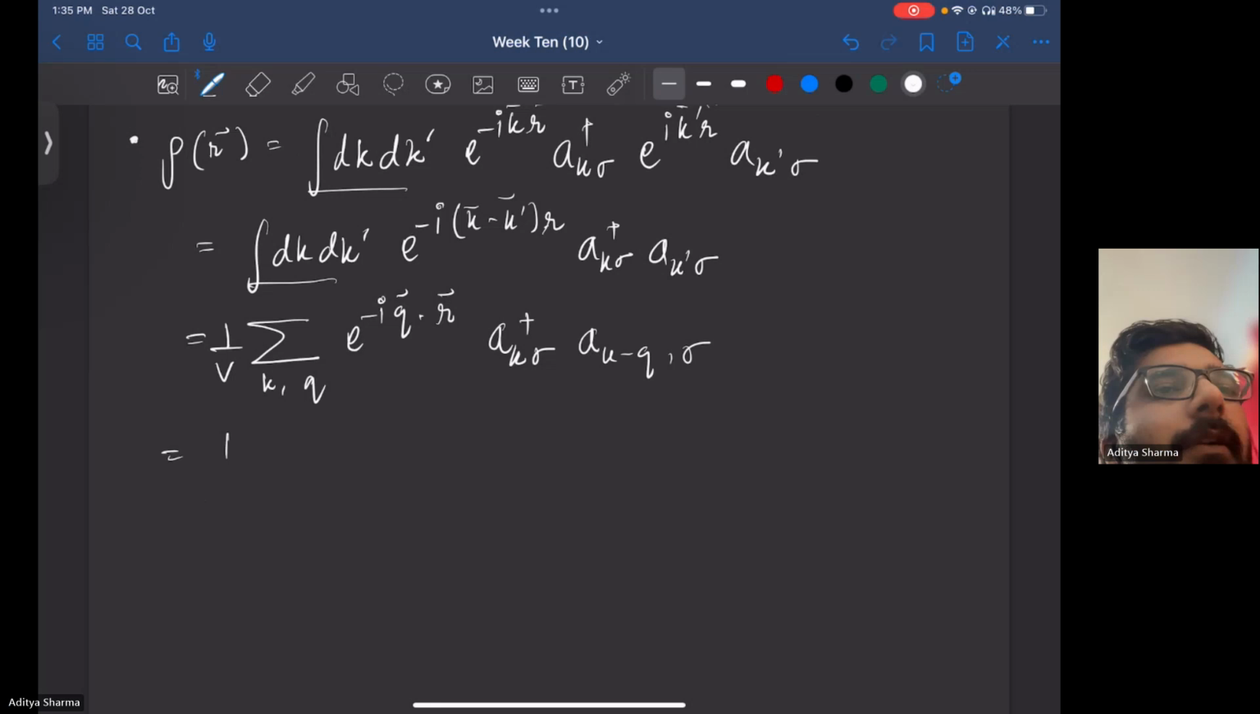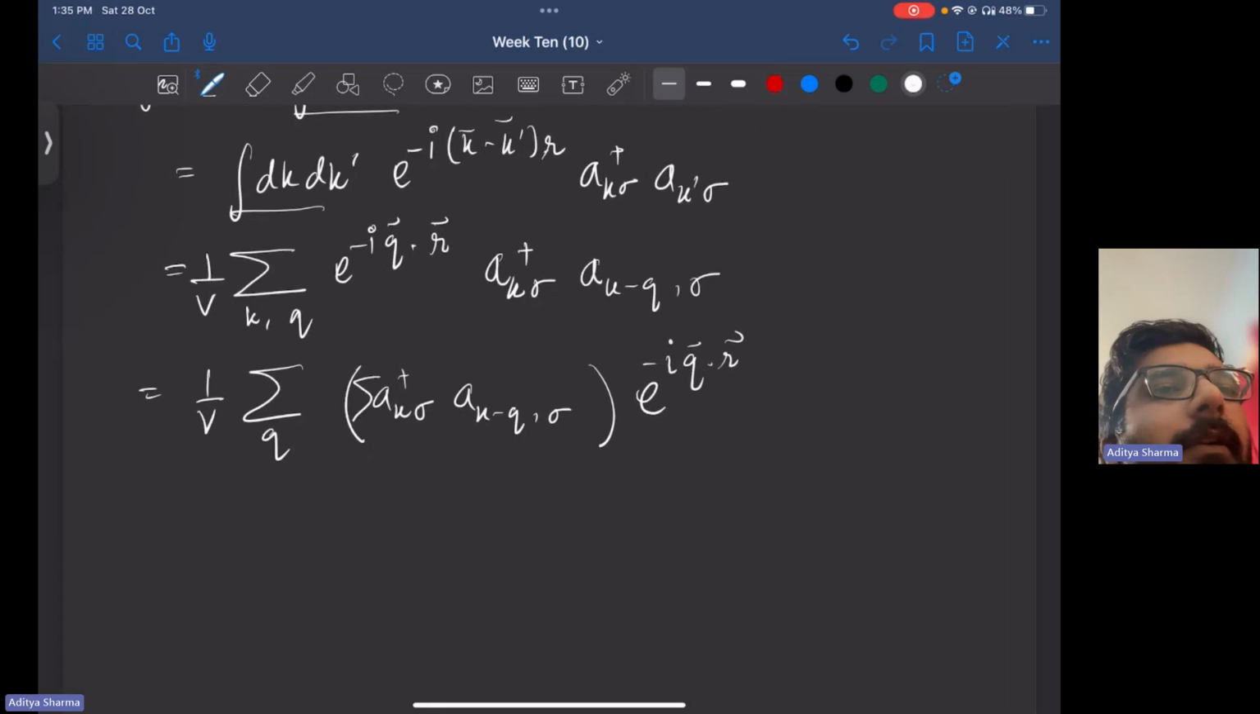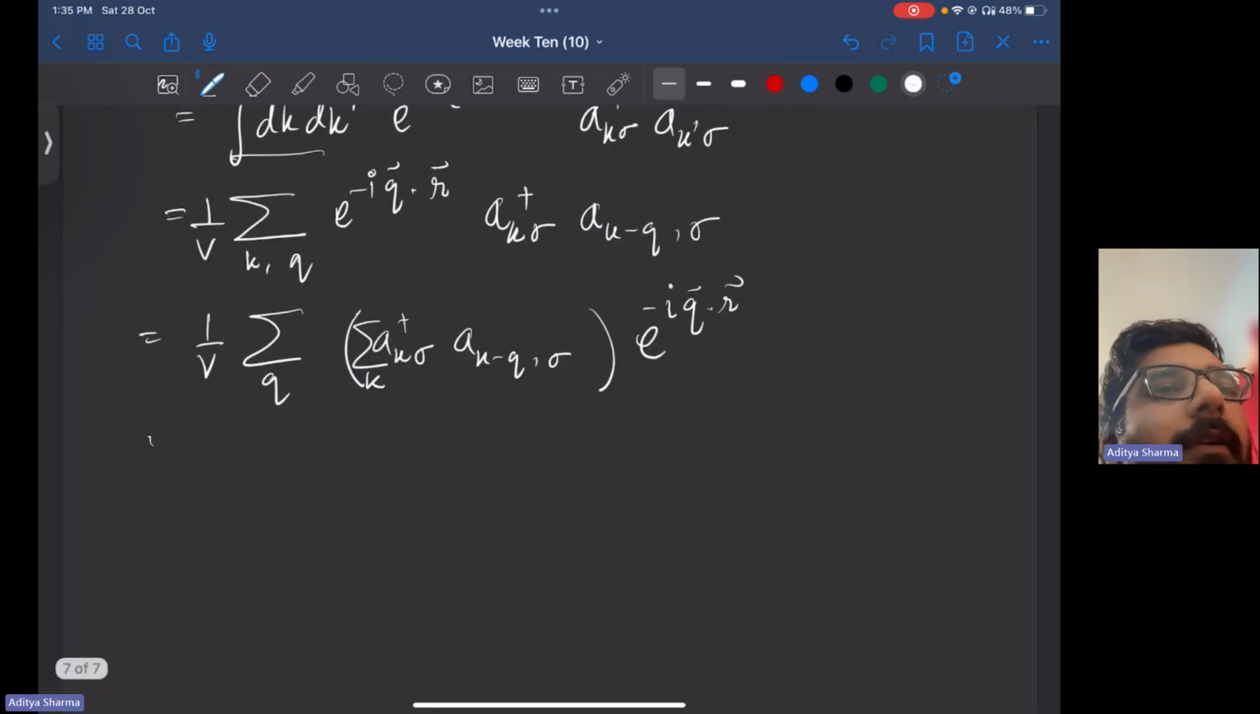So we have 1 by V, sum over q, a_k dagger sigma, a_k minus q sigma, e to the power minus iqr. Now this q momentum is thought of as some momentum which has been transferred, where q is equal to k minus k prime, some momentum transfer.